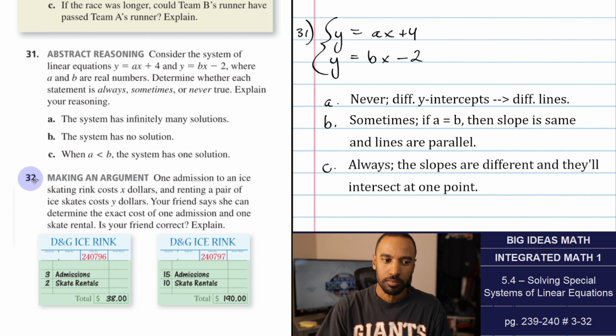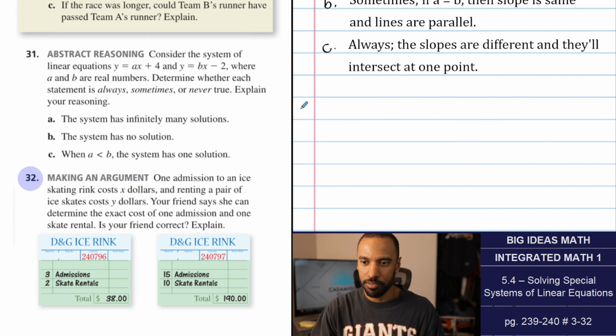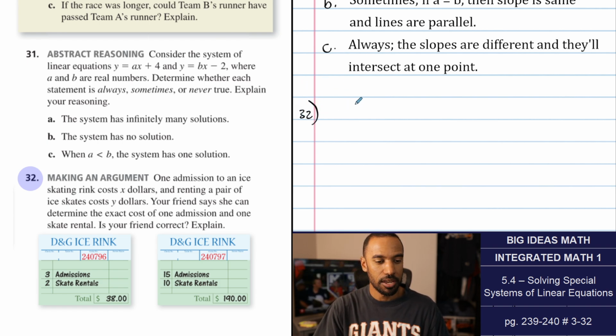Excuse me. The last question is number 32. And my timestamps, even though we don't finish in the hour, the timestamps can stay under the hour.